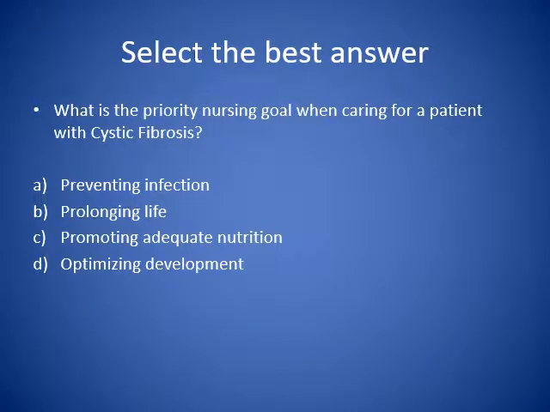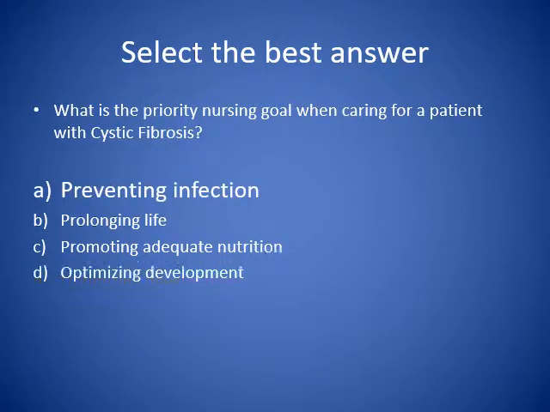What is the priority nursing goal when caring for a patient with cystic fibrosis? A. Preventing infection. B. Prolonging life. C. Promoting adequate nutrition. Or D. Optimizing development. Preventing infection. Most complications from cystic fibrosis deal with chronic scarring of the lungs. So infections over time can cause that. You want to decrease infections overall.